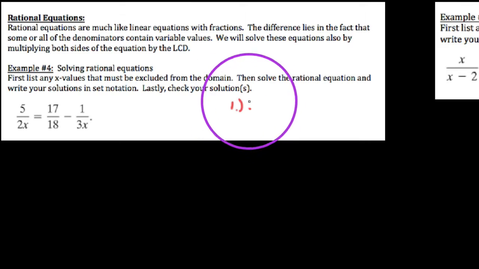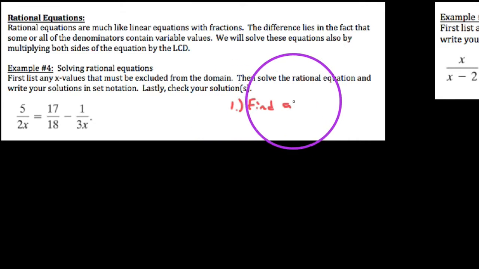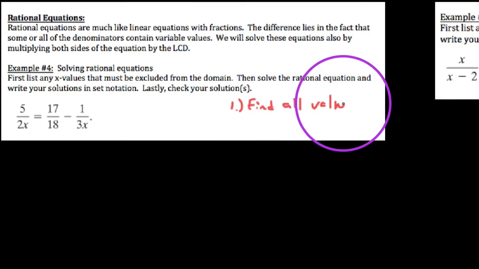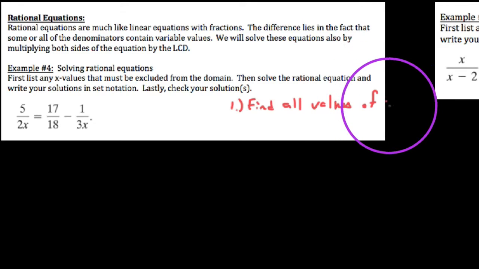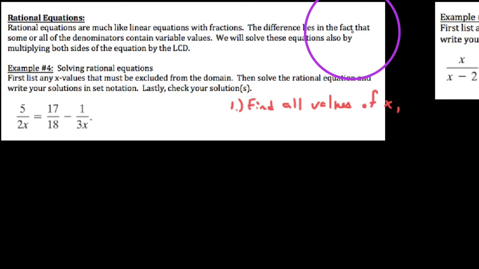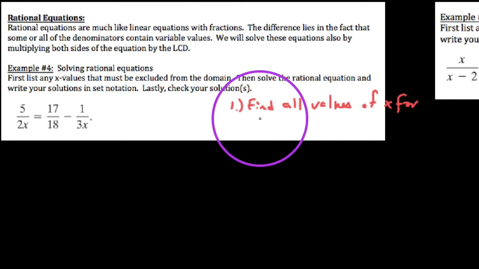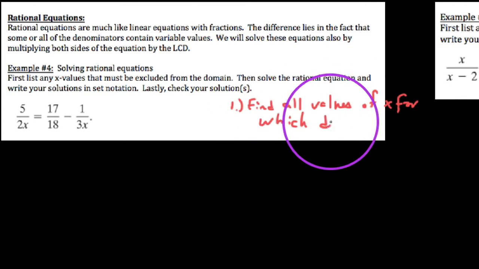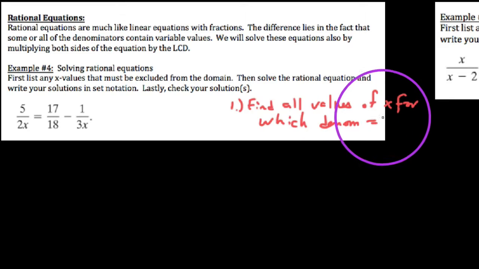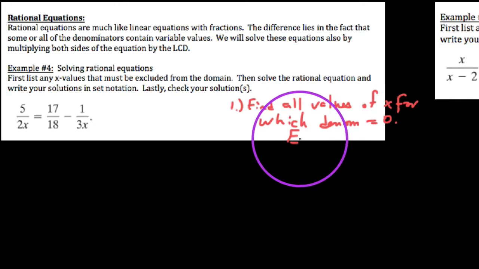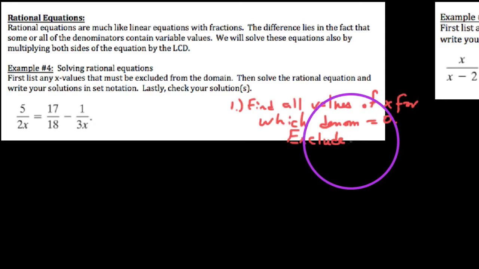One, find all values of x. I'm going to say x because we're using the variable x, but it could be another variable, for which the denominator equals 0. And then we're going to exclude these. And then we'll multiply by the LCD.